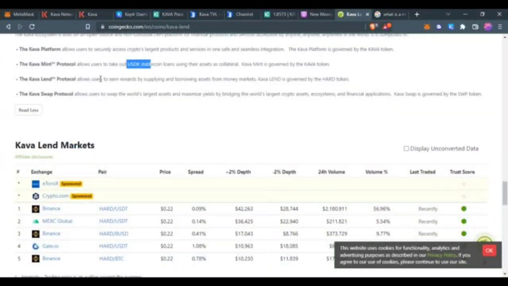You have the Kava Lend protocol, which allows users to earn rewards by supplying and borrowing assets from money markets. Kava Lend is governed by the Hard token. And then you have the Kava Swap protocol, which allows users to swap the world's largest assets and maximize yields by bridging the world's largest crypto assets, ecosystem, and financial applications. Kava Swap is governed by the Swap token.